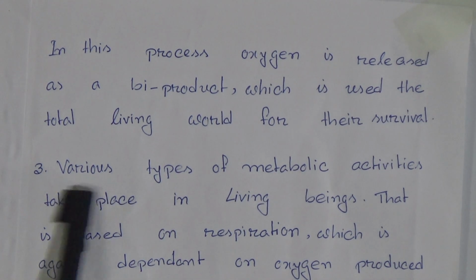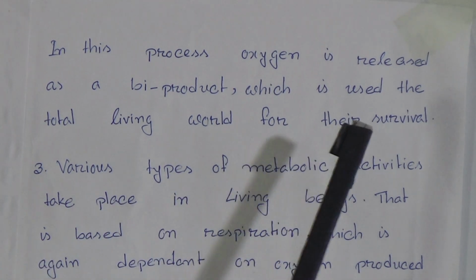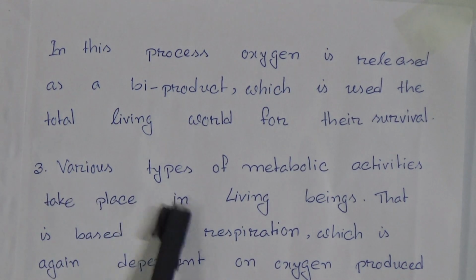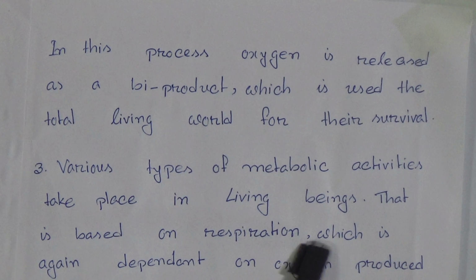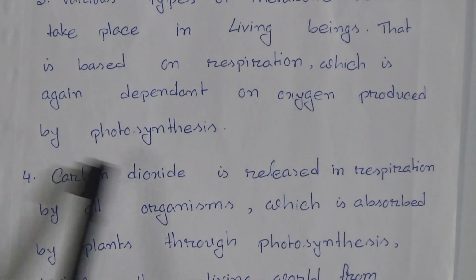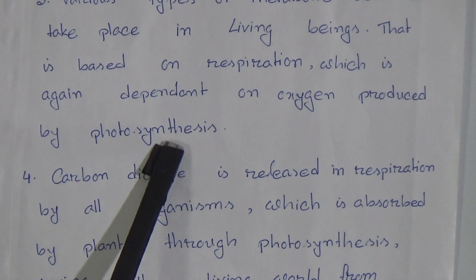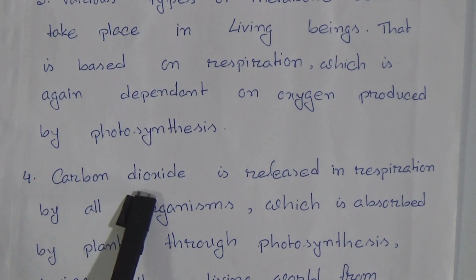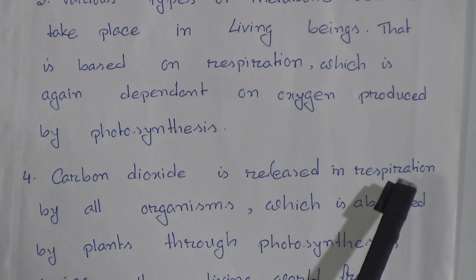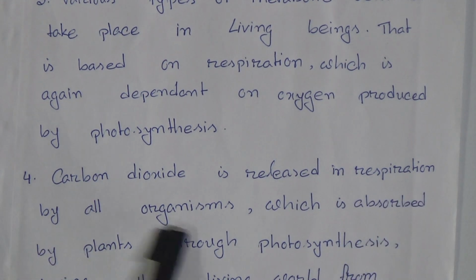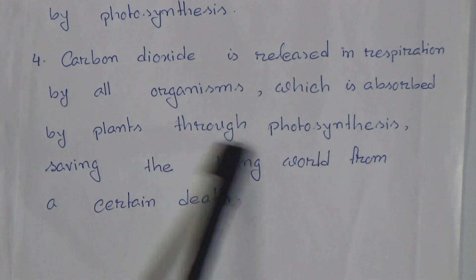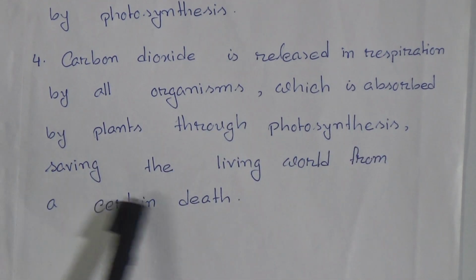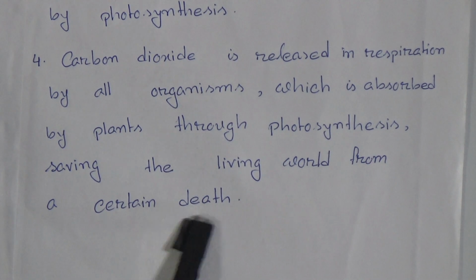Number 3, various types of metabolic activities take place in living beings that are based on respiration, which is again dependent on oxygen produced by photosynthesis. Number 4, carbon dioxide is released in respiration by all organisms, which is absorbed by the plants through photosynthesis, saving the living world from certain death.